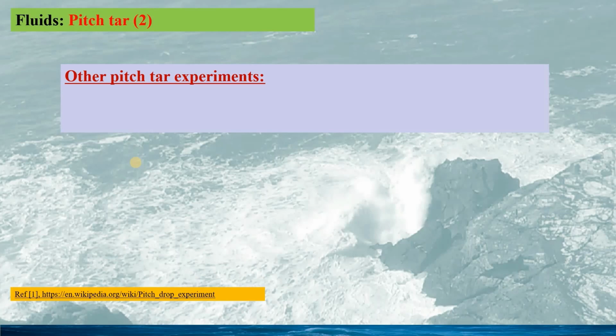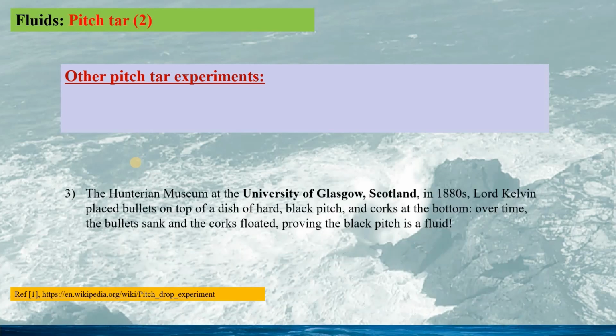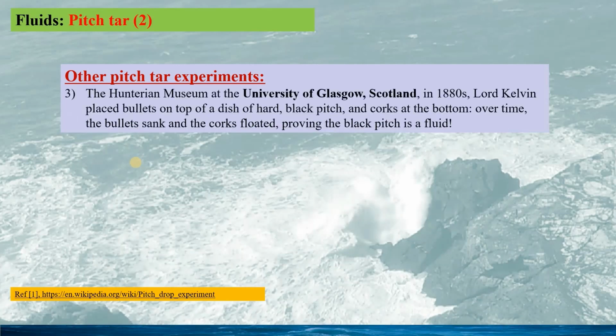From Wikipedia, we can find some more pitch experiments. The earliest experiment on black pitch is the one at the University of Glasgow, Scotland, in the 1880s. Lord Kelvin placed bullets on the top of the pitch and corks at the bottom, and over time the bullets sank and the corks floated. This is a different way to prove the black pitch is a fluid.